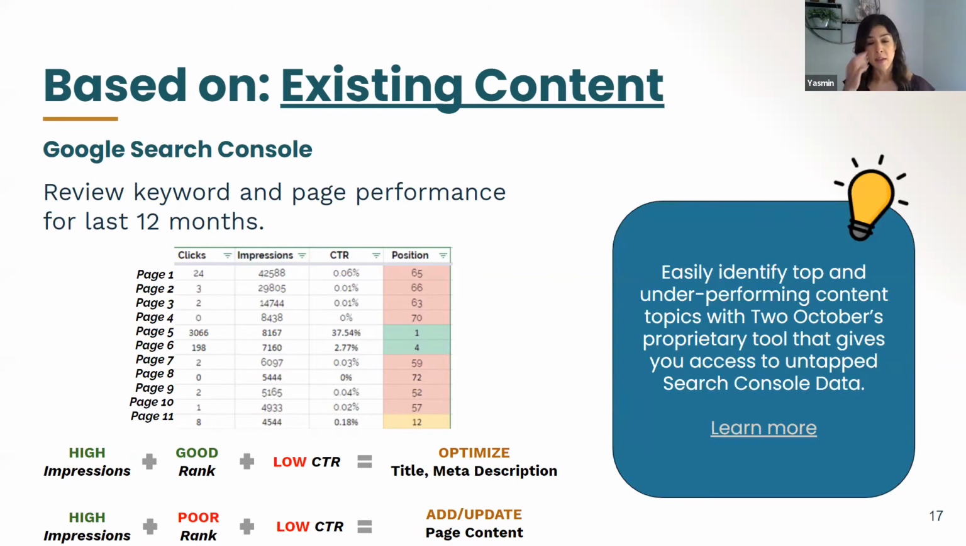And one of the great things at 2 October's: Search Console is a wonderful tool, but you are limited in the amount of data that you can access. You can get about 1,000 queries from there. 2 October's has actually come up with a wonderful proprietary tool that lets you have access to hundreds of thousands of pieces of data and queries in Search Console, and it does all of this manual work for you.